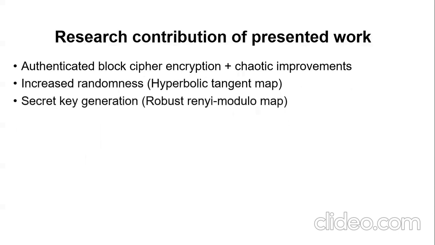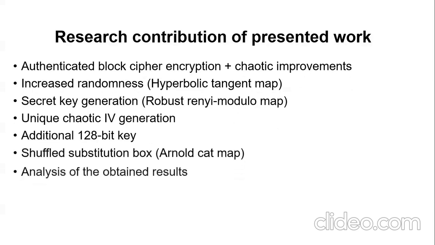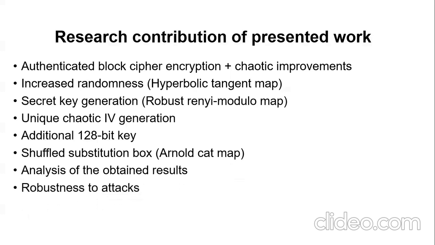The research contribution of the presented work includes the authenticated block cipher encryption along with the chaotic improvements. The randomness is increased. Secret keys will be generated using chaotic maps. Initialization vector will be generated using maps. The addition of 128-bit key. Original substitution box of AES will be shuffled. The obtained results will be analyzed, so the system is robust to various types of attacks and the system is able to encrypt the color images.